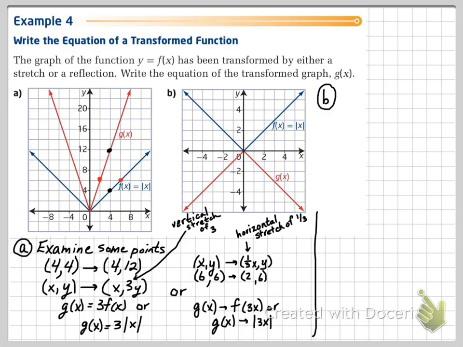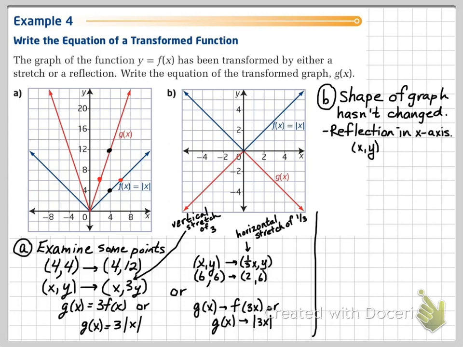Let's move on to part B. In this one, the blue simply becomes the red. So there's no stretch, all there is is a reflection. So the shape of the graph hasn't changed. There's just going to be a reflection in the x-axis, about the x-axis. And we can say x, y goes to x and negative y. That means that f of x goes to negative of f of x, and g of x is equal to the negative of the absolute value of x.